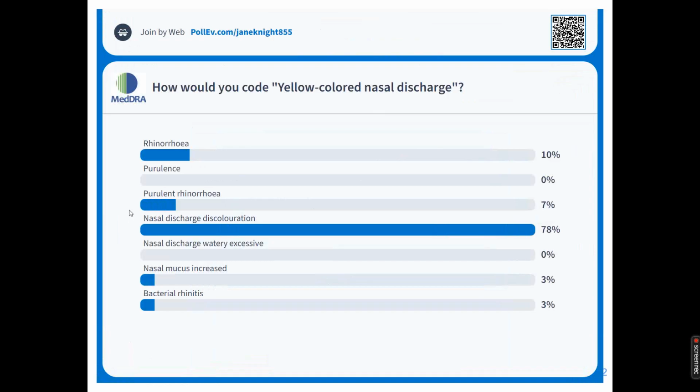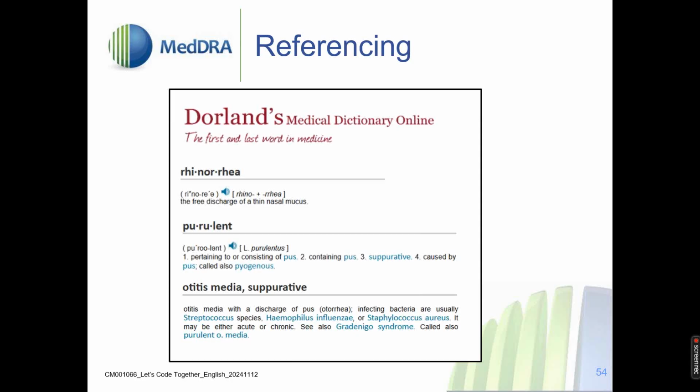Yes, I'm pleased to see that, because that shows that all the things we teach you when we do these sessions is obviously filtering through, and you are coding as reported when I see that. A few of you have chosen some of the others, purulent rhinorrhea, based on the fact it's yellow. Can we do that? So let's move on. Let's look at the definitions again.